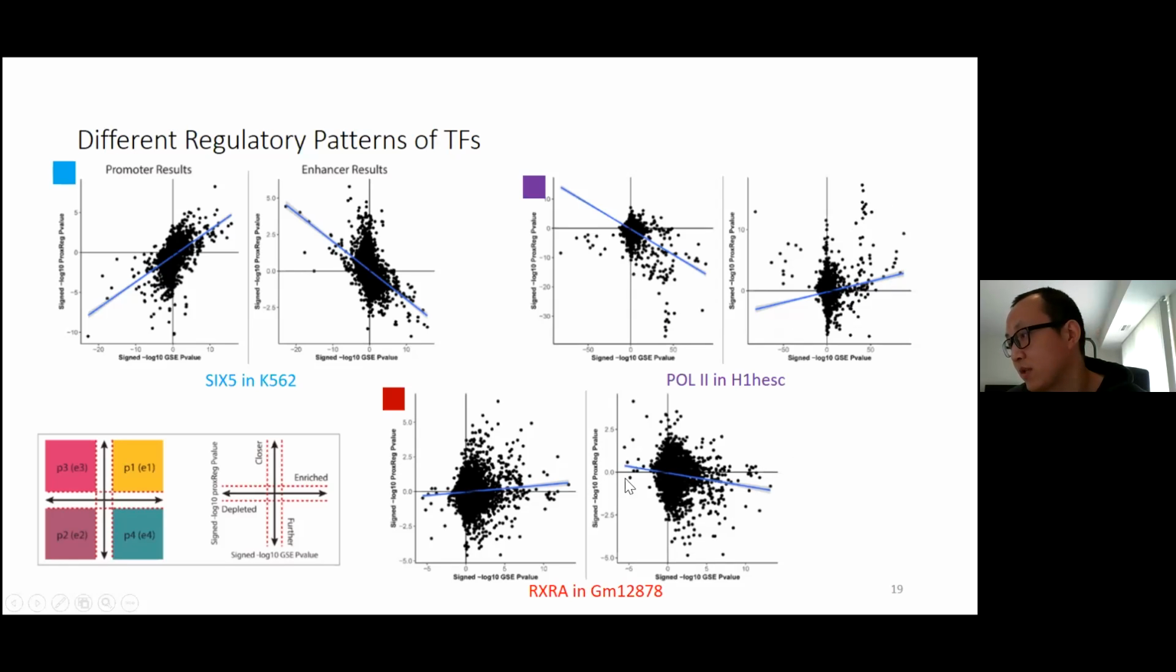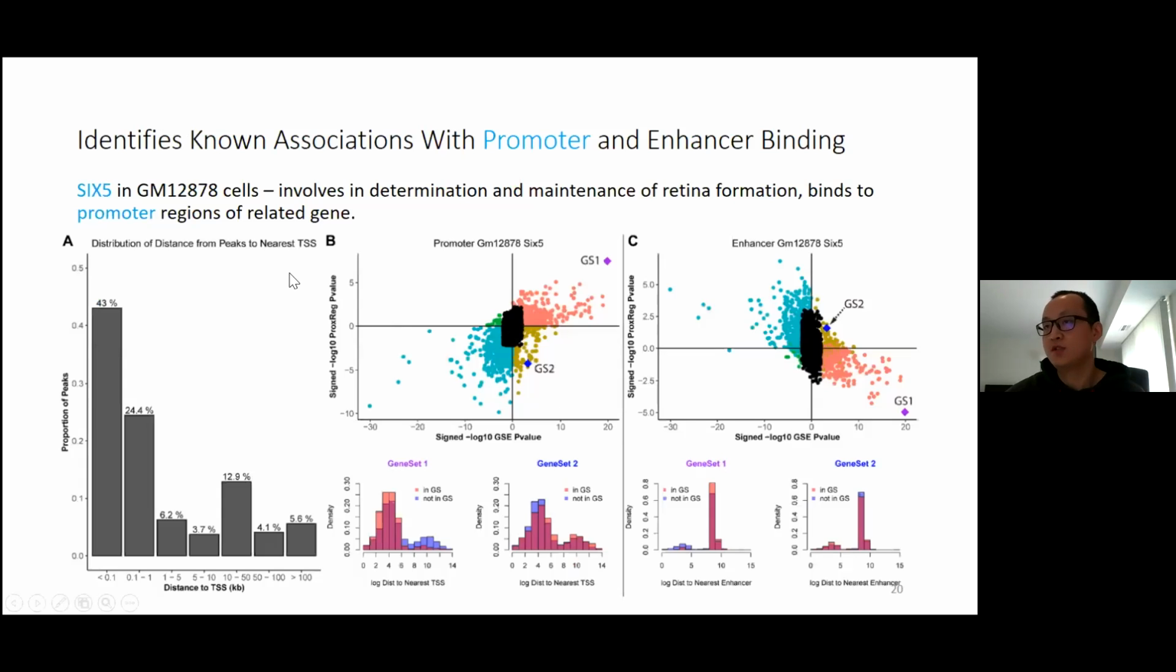And for the third group, the results look like those 2 figures. In the promoter results and the enhancer results, there's no clear pattern showing a positive or negative correlation. They didn't show clear binding proximities.